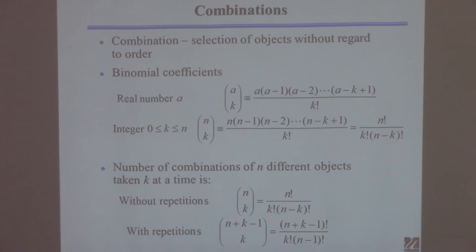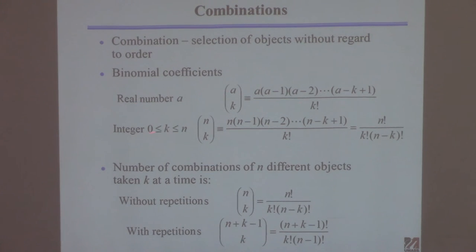Combinations are very similar, except the difference now is that order doesn't make any difference. So we're not worried about how things are ordered. If you're talking about letters, ABC is the same as CBA. It's the same thing, because order does not matter. To explain this, we introduce these things called binomial coefficients. They're simply a definition.